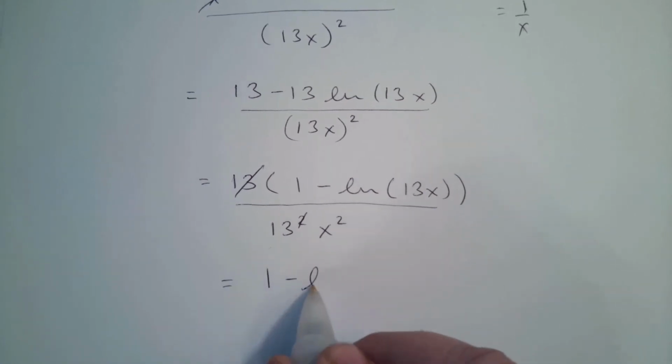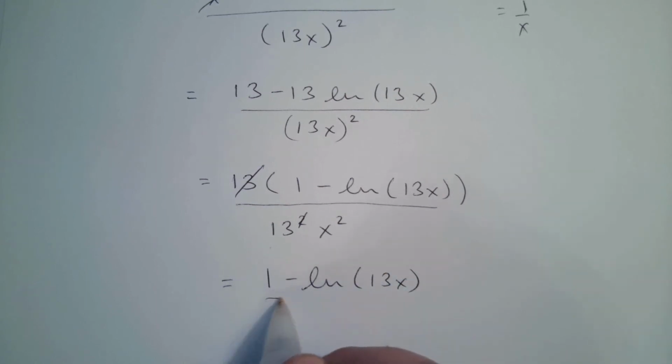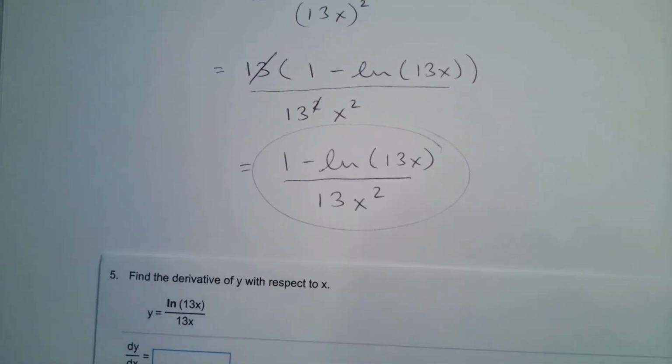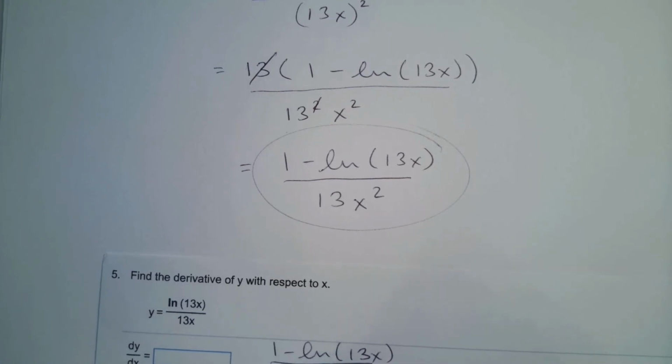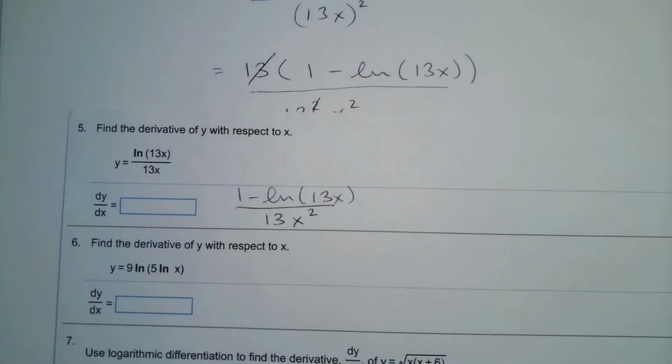1 minus ln 13x over 13x squared. And that's that answer. That was number 5. 1 minus ln 13x over 13x squared. Alright, the next one, number 6.